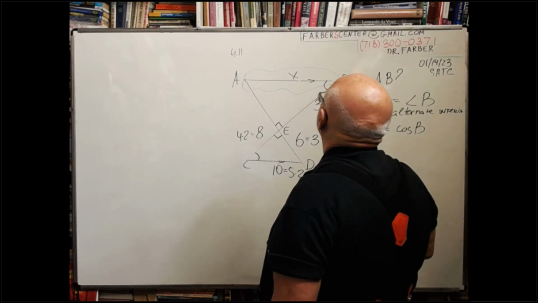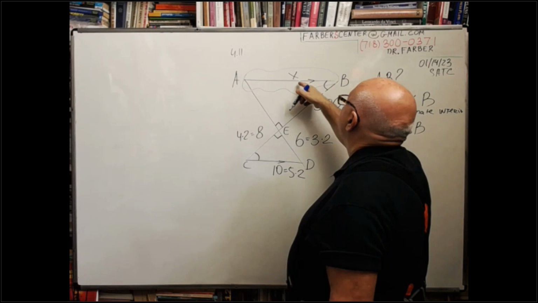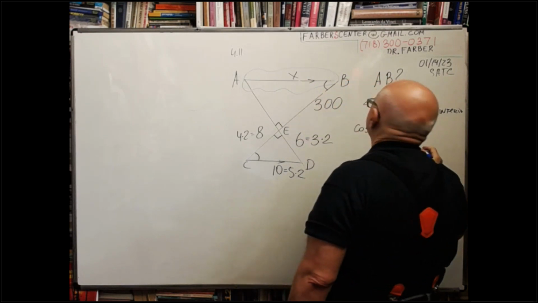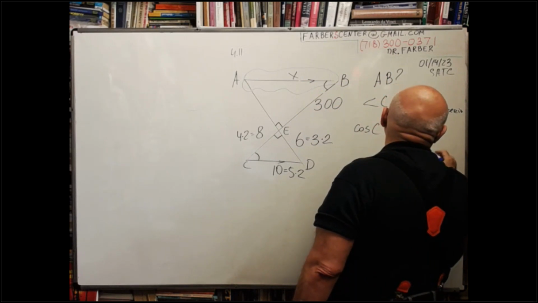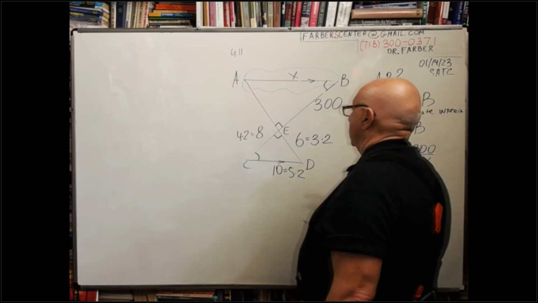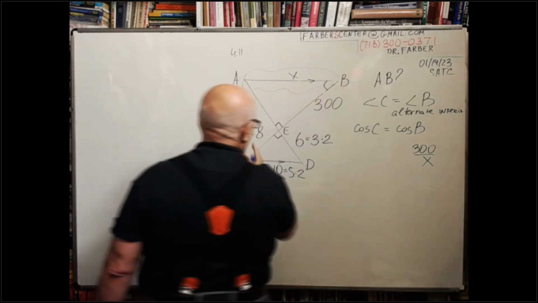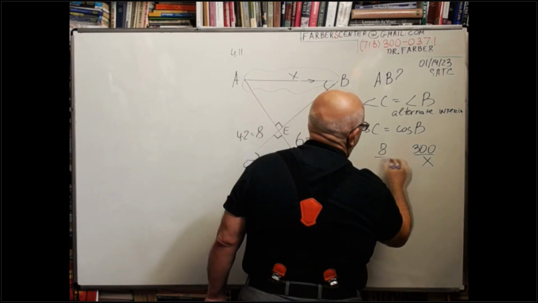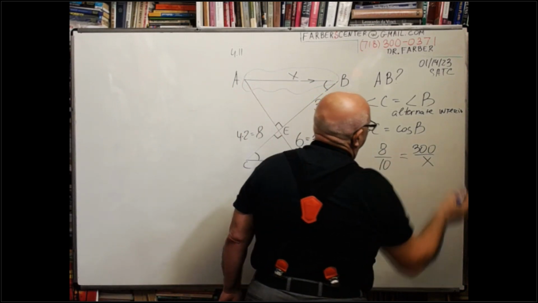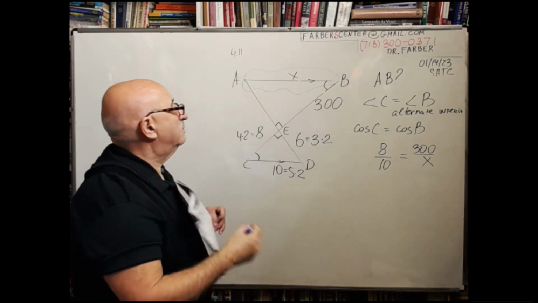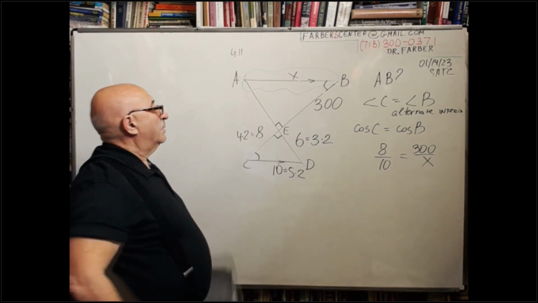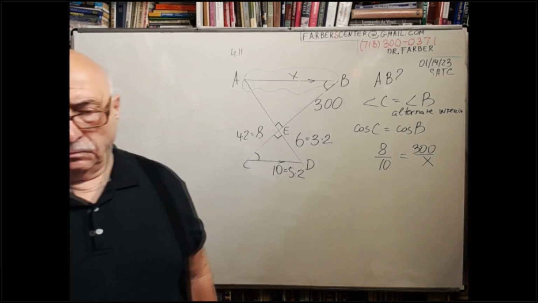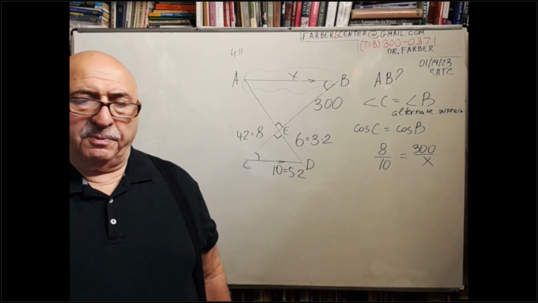And what is cosine of B? 300 over X, adjacent to hypotenuse. What is cosine of C? Adjacent to hypotenuse. Cross multiplication, find X. Any questions, students? Just proportionality of two triangles.